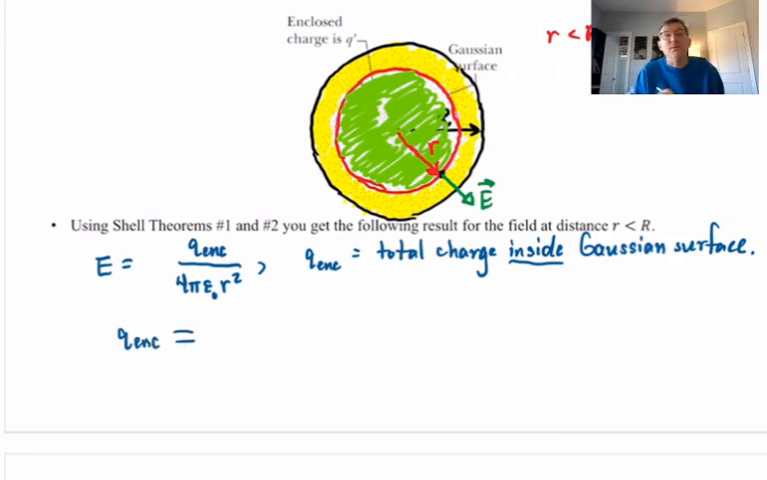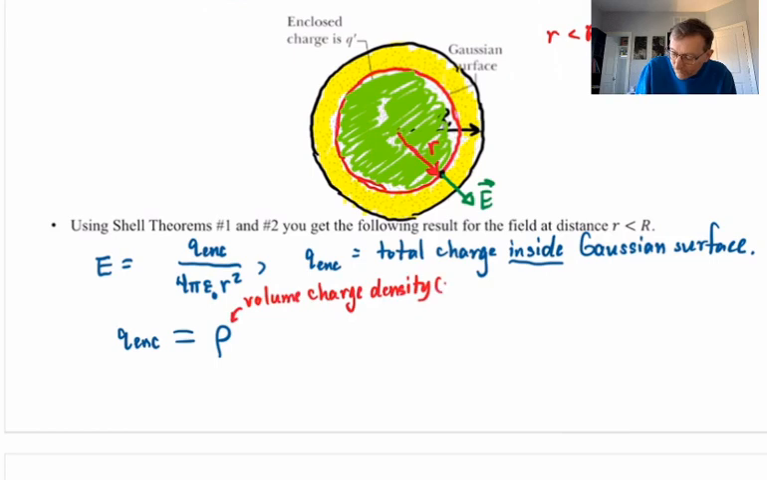Well, I'm going to think about it this way. I've got charge spread out throughout a volume uniformly, so I can talk about the volume charge density of the solid sphere, rho, which is uniform. And I just multiply that then. I take that charge per unit volume for the solid sphere, and I multiply it by the volume that's inside the Gaussian sphere, the red sphere. That's the V enclosed.